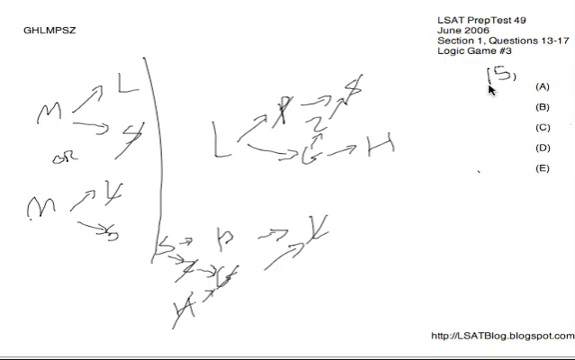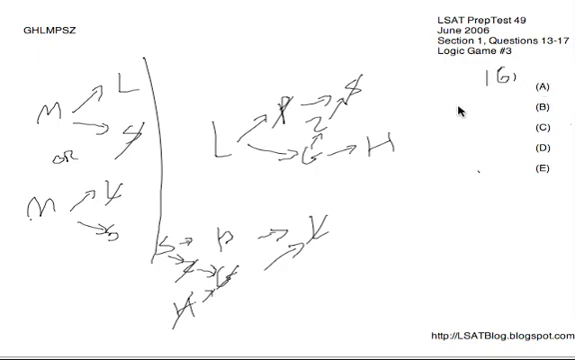Next, number 15. If H was out, what else could not be in? Well, if H is out, we know G is out and L is out. So I would look for G or L being listed as something that could not possibly be in. G is not a choice, but L is, so A is our answer for 15.